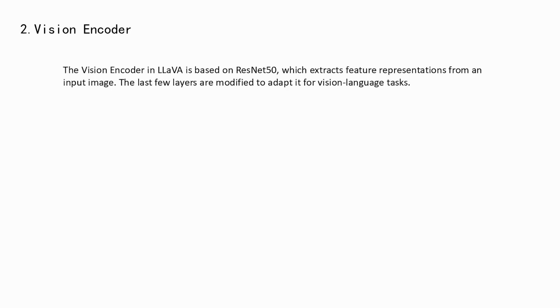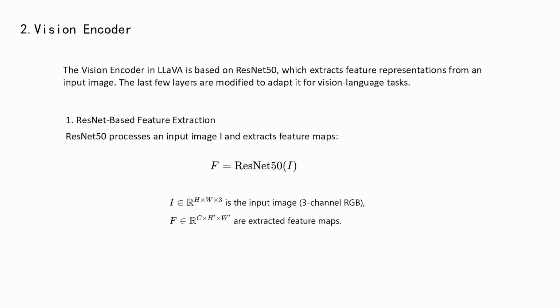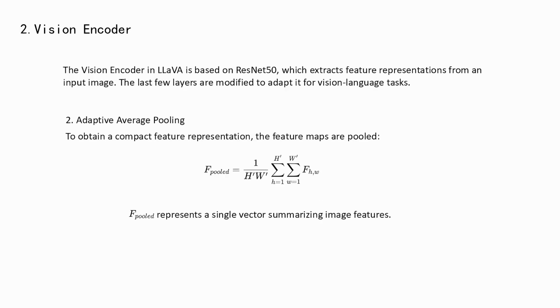The last few layers are modified to adapt it for vision-language tasks. 1. ResNet-based feature extraction: ResNet-50 processes an input image I and extracts feature maps as follows. 2. Adaptive average pooling: to obtain a compact feature representation, the feature maps are pooled as follows. F-pooled represents a single vector summarizing image features.